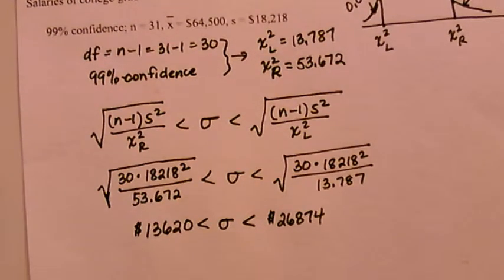To interpret this, we can say that we are 99% confident that the true standard deviation of salaries of college graduates who took a statistics course in college is between $13,620 and $26,874.